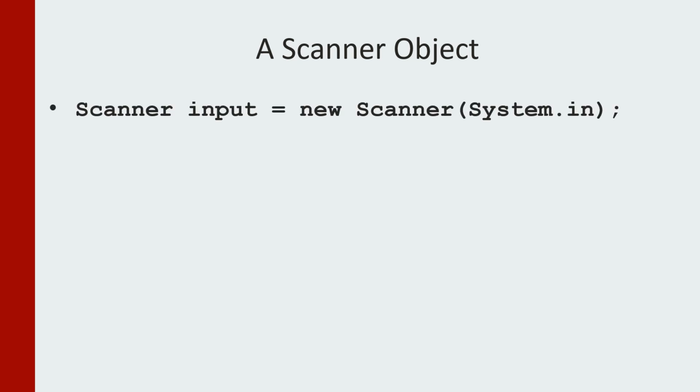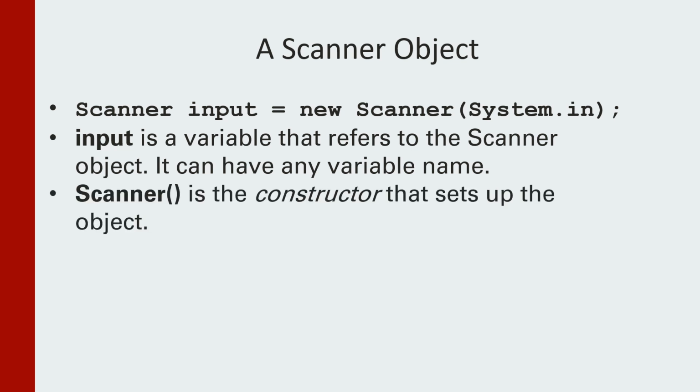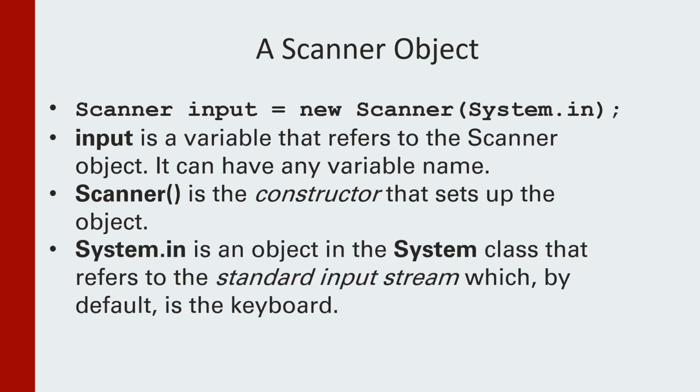Cool. So when we saw Scanner input equals new Scanner(System.in), we know that we're saving the name of the scanner to be input. It's a variable that is referring to a scanner object. So I called it input in this case, but you can call it any variable name you like. Scanner with the parentheses is what's called a constructor that sets up the object, and System.in is an object in the System class that refers to the standard input stream, which is going to be the keyboard. So this is the user typing into the console.